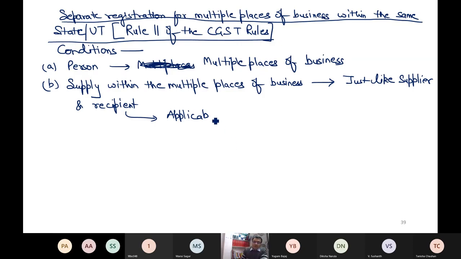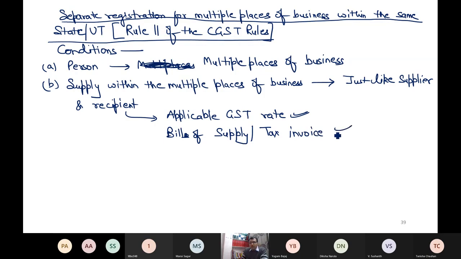That means the applicable GST rate is applicable, that has to be done. Whether bill of supply, which I will tell you later in a different chapter, or tax invoice, whatever documents are required have to be issued. When you have taken separate registration, don't say why there is GST, because these are my branches. The government says no, the supplier branch has to collect GST from the recipient branch, so the chain will go on. So you have to act just like a separate entity. This is another point.